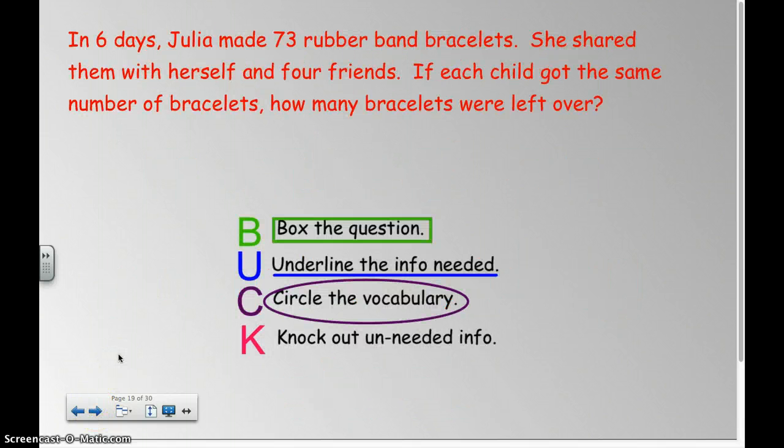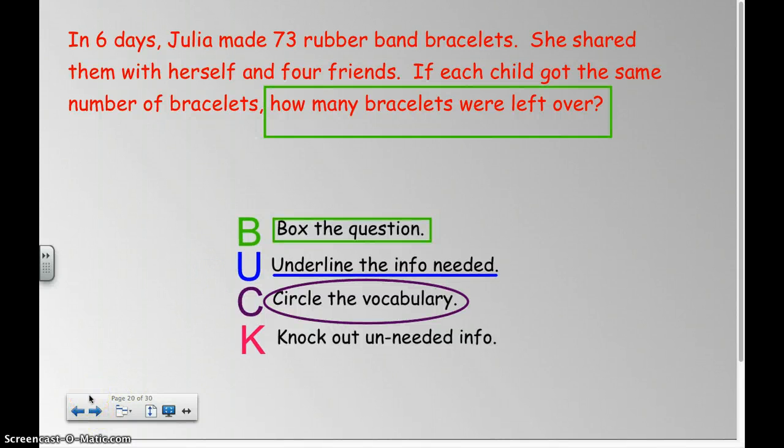Problem number 3. In 6 days, Julia made 73 rubber band bracelets. She shared them with herself, and 4 friends. If each child got the same number of bracelets, how many bracelets were left over? This is one of those good ones where you have a leftover remainder, and sometimes it asks you that. Box the question. Who are you talking to?